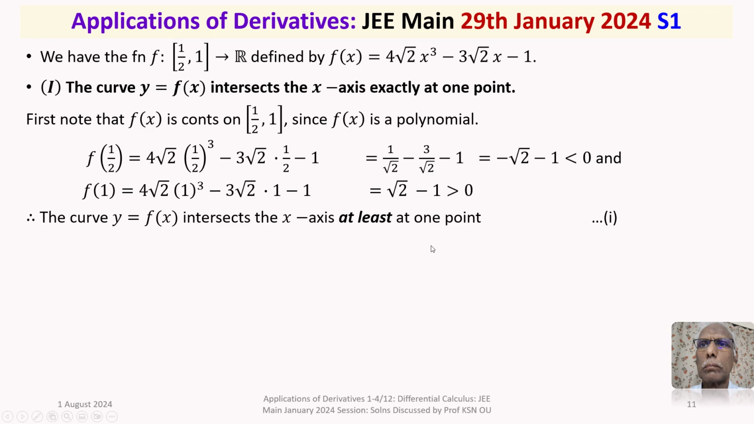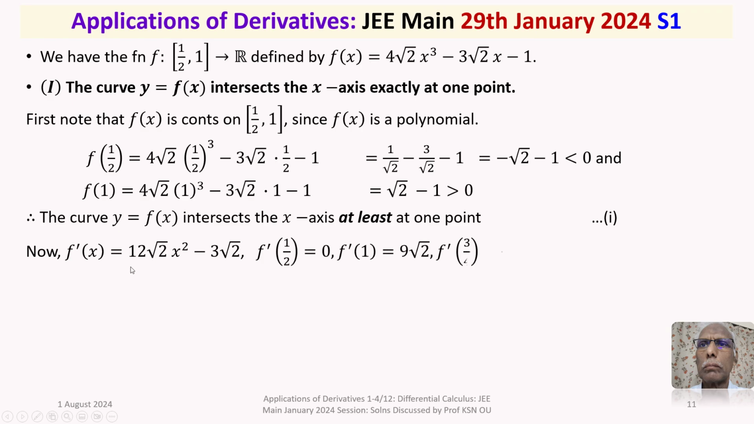How do you say it intersects exactly at one point? For that, we take y is equal to f of x. Is it increasing or decreasing? Let us see. Now, calculate f prime x. The derivative is 12 root 2 x square minus 3 root 2. And see what is f prime of 1 by 2. That is 0. f prime of 1, substitute here, 9 root 2.